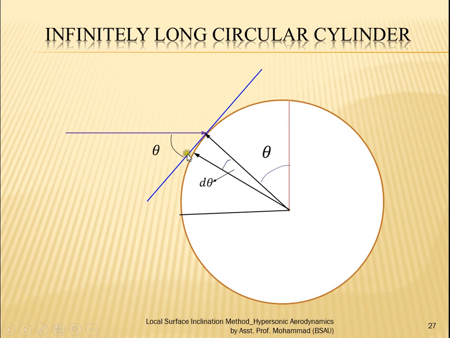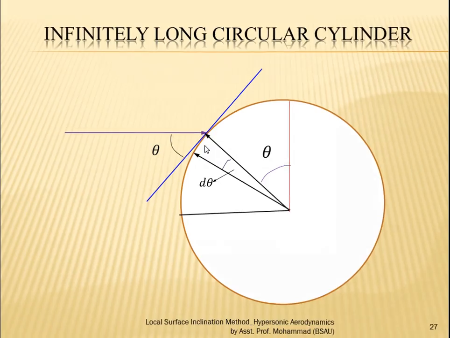This angle is the angle between the tangent and the flow direction, and that is our requirement, because this angle is going to be employed in Newton's sine squared law. Then we take a small distance with a small inclination of d theta, and we can write Cp is equal to 2 sine square theta, and the small area on which it is working is r d theta into 1.